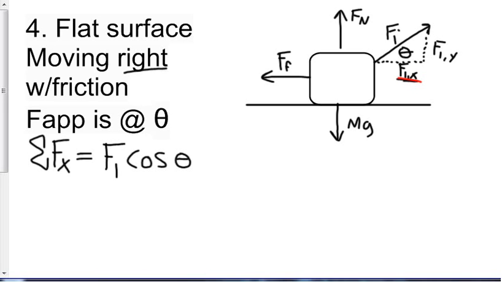What other forces are acting in the right direction? Or, I'm sorry, in the x direction? Well, we also have the force of friction, minus force of friction. That's all of our forces in the x direction. This is going to be equal to the mass times the acceleration in the x.